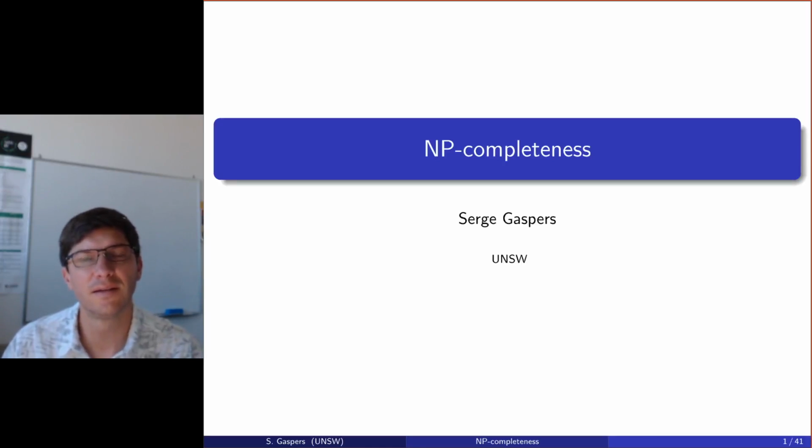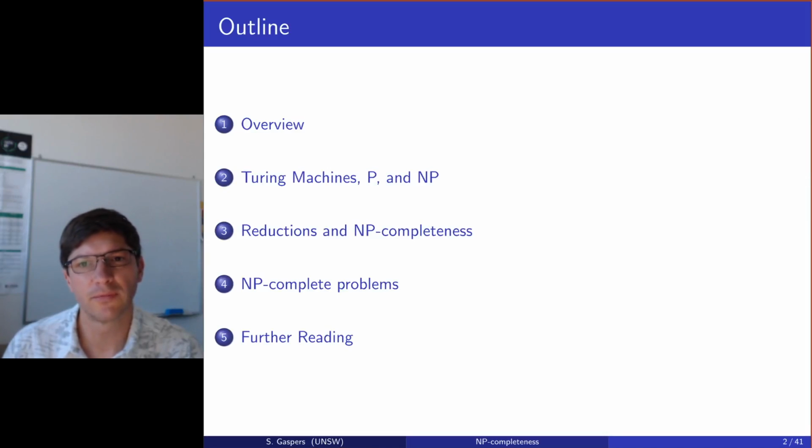Hello, this is the lecture on NP-completeness. We will first see what Turing machines are and what the complexity classes P and NP are. And then we'll see the basic notion of a reduction, and we'll see how to prove that a problem is NP-complete. And then we'll see a few examples of NP-complete problems and their NP-hardness proofs.